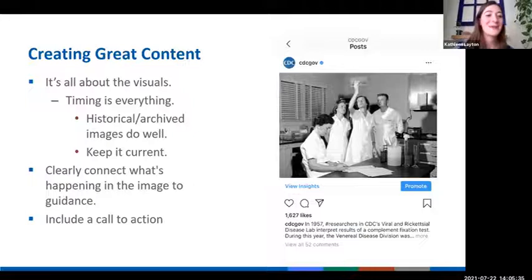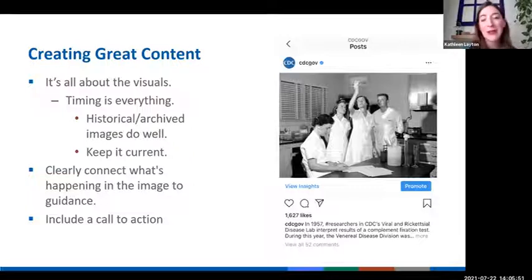During this portion of the presentation, I'm going to be specifically talking about content that is a standard Instagram post. I'll dive into the other features later, but let's dive into this now.